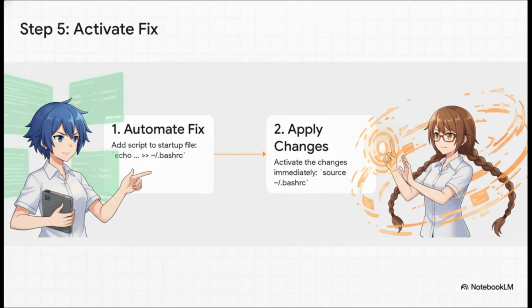Now that we've created our little fix, we need to tell the system to actually use it, and to use it every single time. The first command here adds a line to a special file called .bashrc. That file runs every time you open a terminal. The second command, source ~/.bashrc, just reloads that file right now so the change takes effect immediately without needing to restart. Boom! Our fix is now locked and loaded.